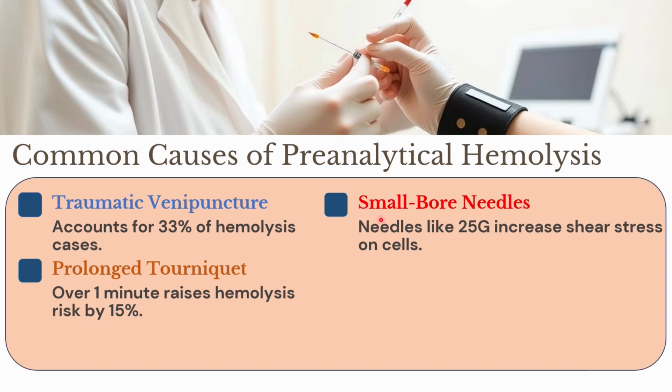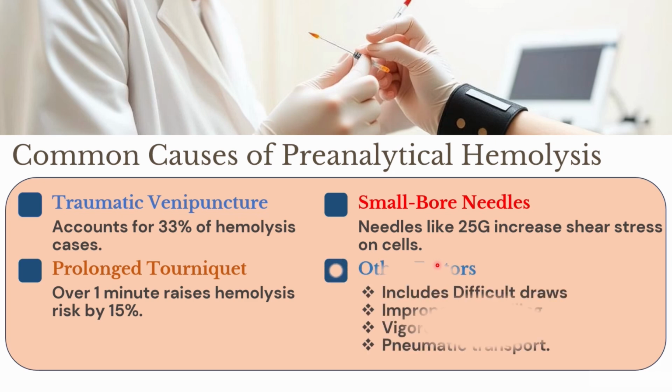Third important cause is small bore needles. Needles with small bore, that is 25 gauge or more, increase the shear stress on the cells, leading to the hemolysis of the RBCs.